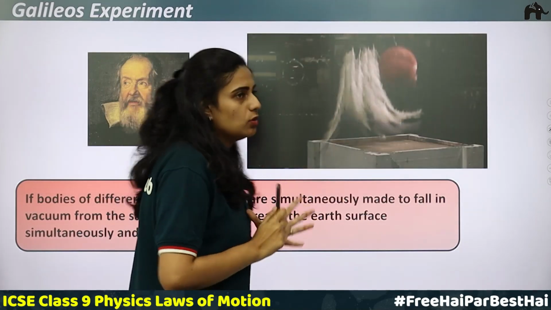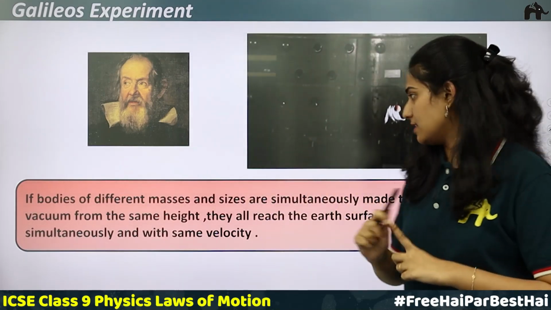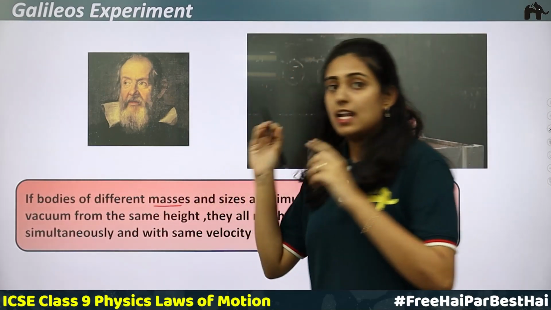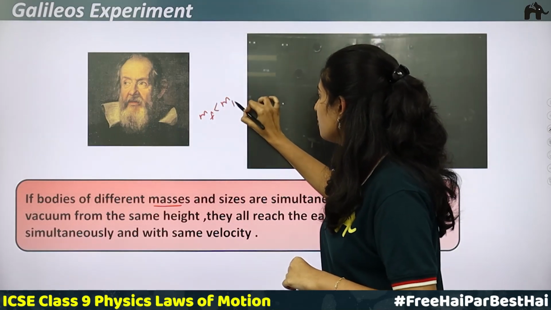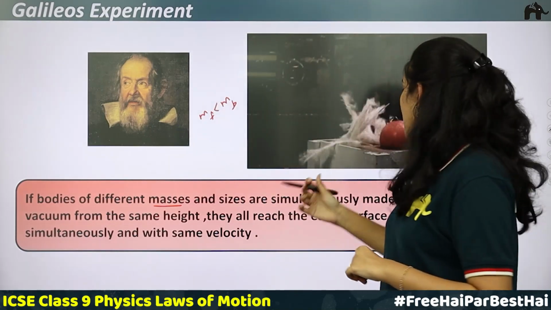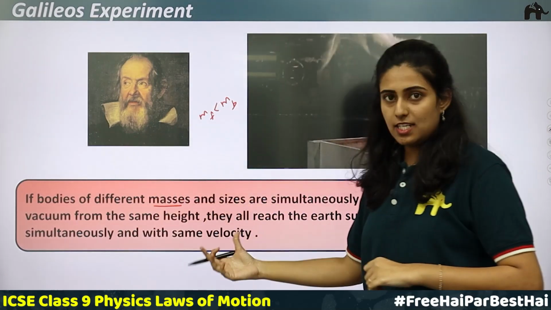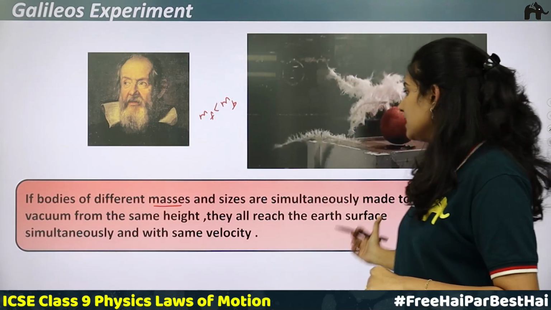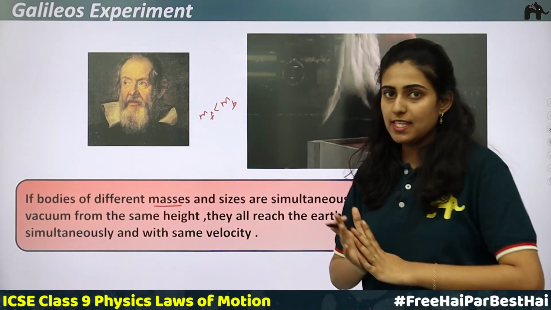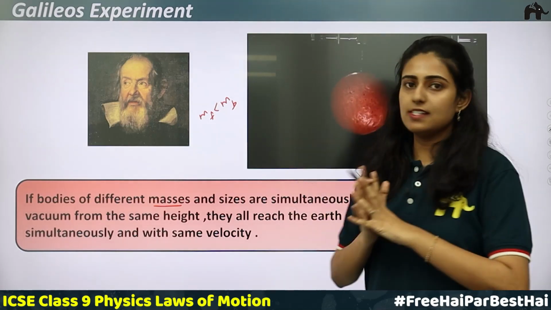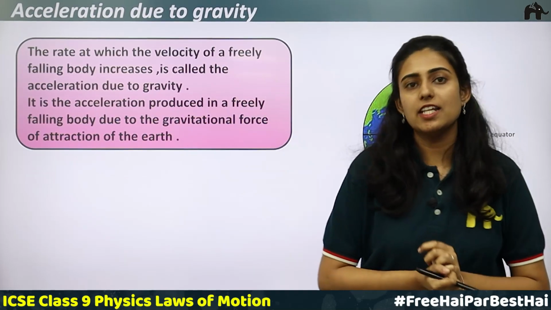Okay, so this was a conclusion made by scientist Galileo. If bodies of different masses, you can see the feather is of less mass. Mass of feather is less than the mass of bowl. And sizes are simultaneously made to fall in vacuum from the same height, they all reach the Earth's surface simultaneously and with the same velocity. The time taken will be same and the velocity will also be the same. Okay, this will happen only in vacuum. Remember that point.